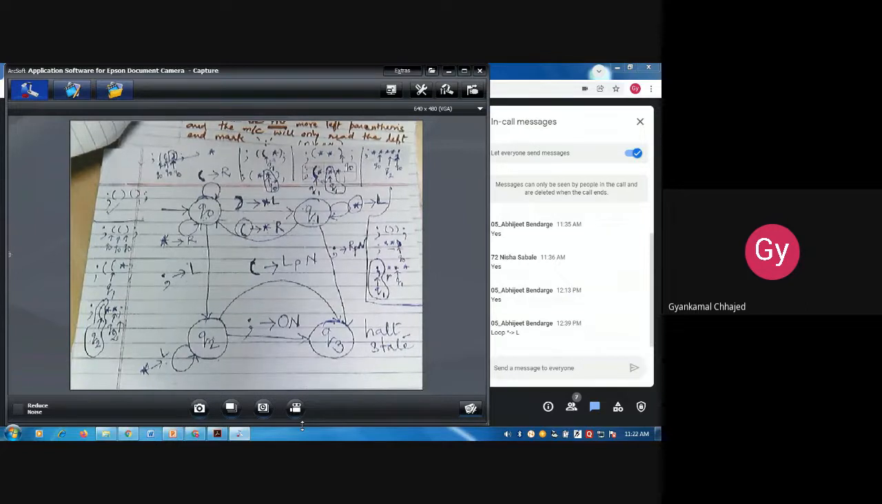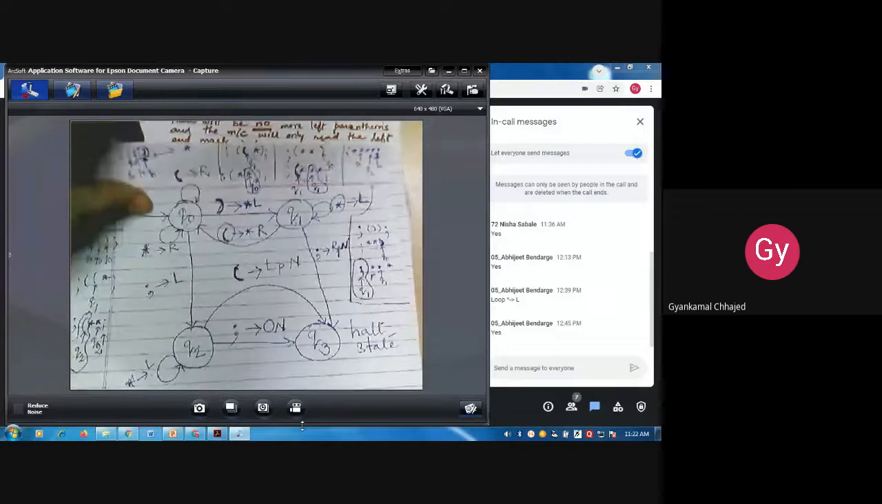So while designing a machine, what you should do very first, your algorithm should be clear. And second thing, you should consider all cases, step by step, to complete this machine. So I hope this problem is clear to you. Okay. So we'll be moving to the next problem.